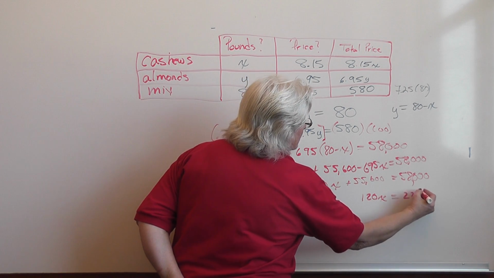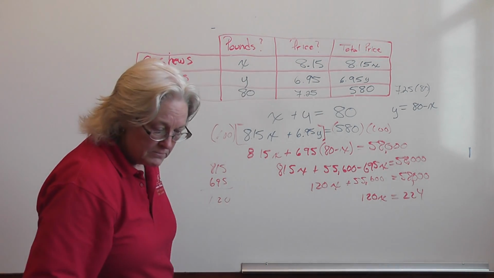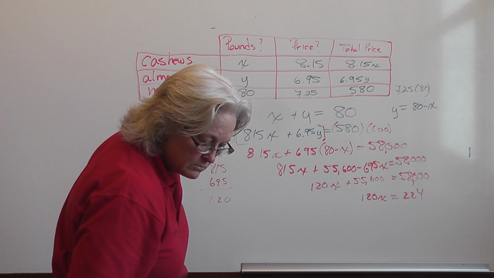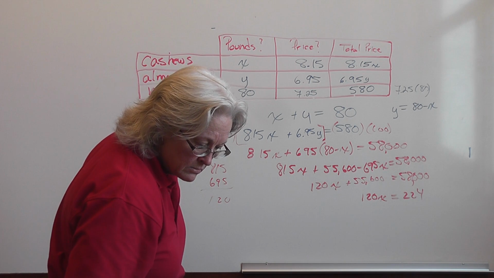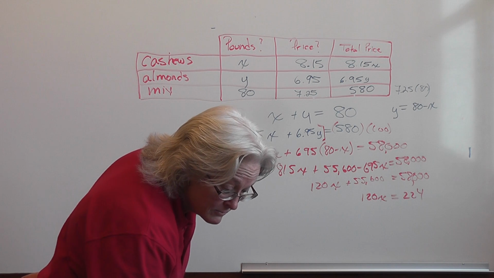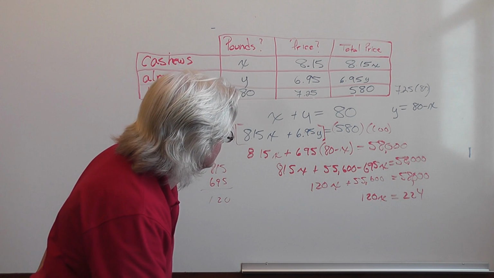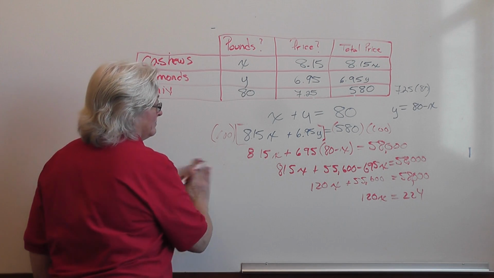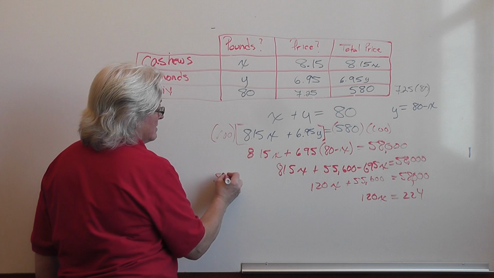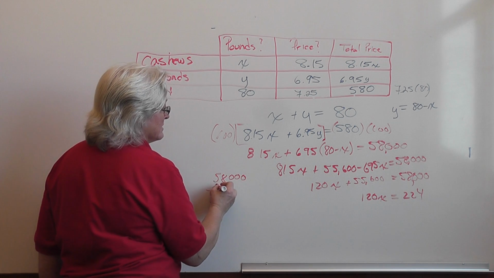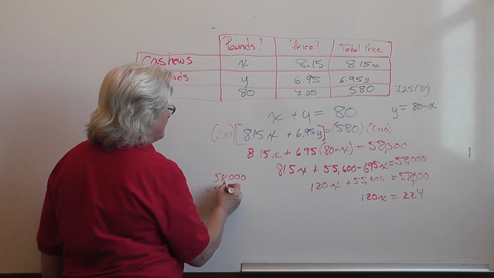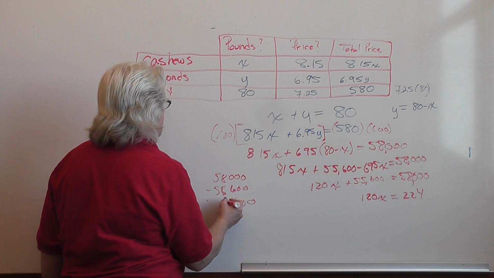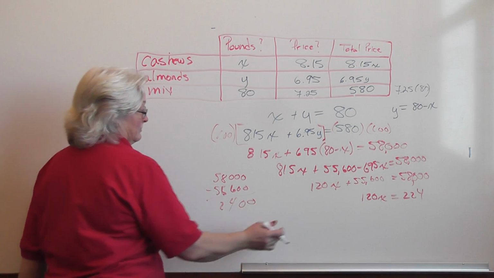22.4. I wonder if that's correct. No. $224. Okay, now this is when I write it. 58,000 minus 55,600, 2,400.